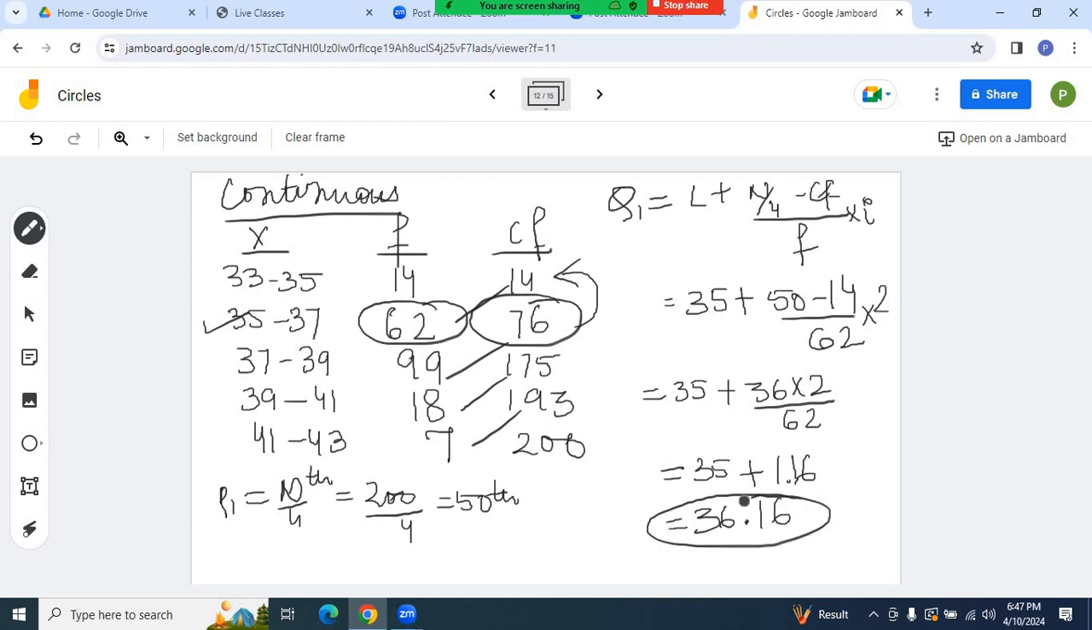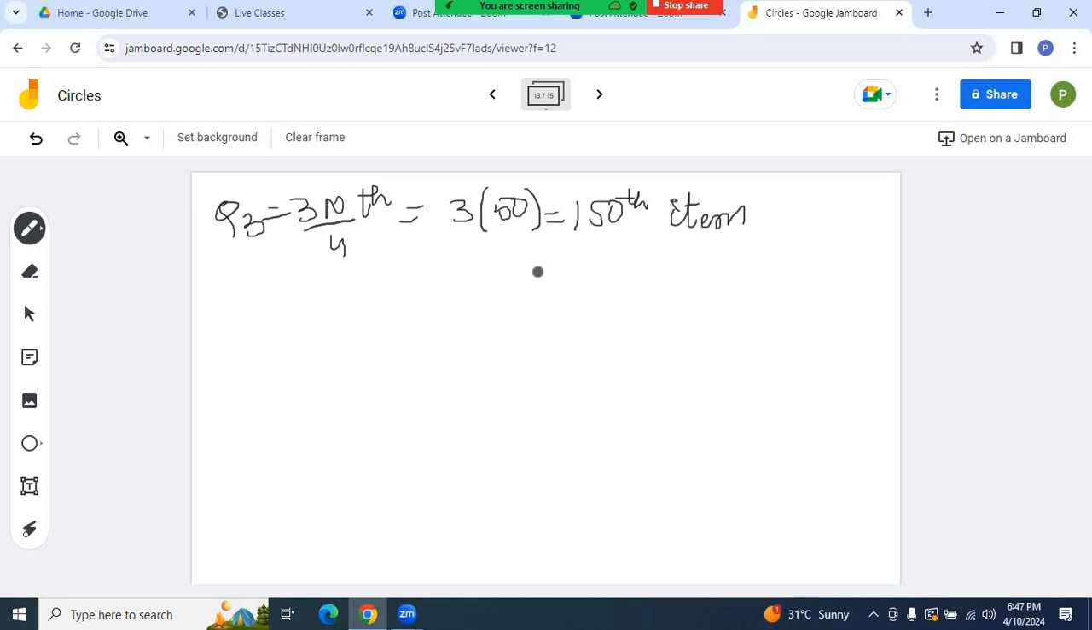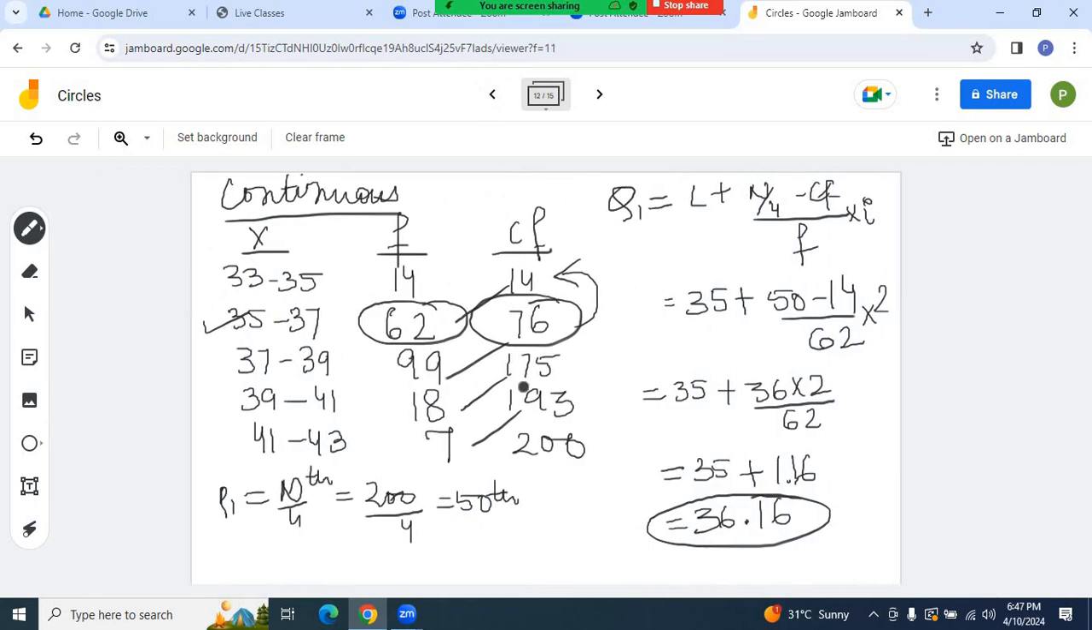Similarly, we find quartile 3. So for quartile 3 we have the 3n by 4th item. So n by 4 is 50, 3 into 50 is the 150th item. So the 150th item lies here, this one. So this will be the class interval to be used.